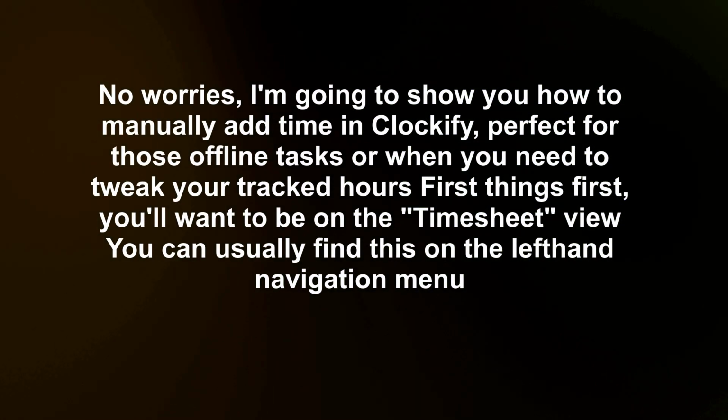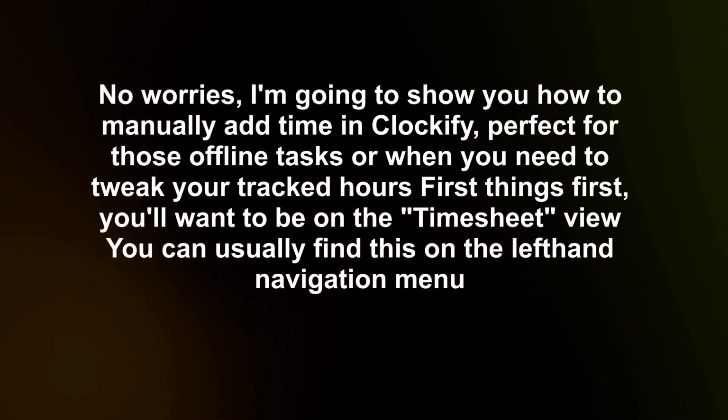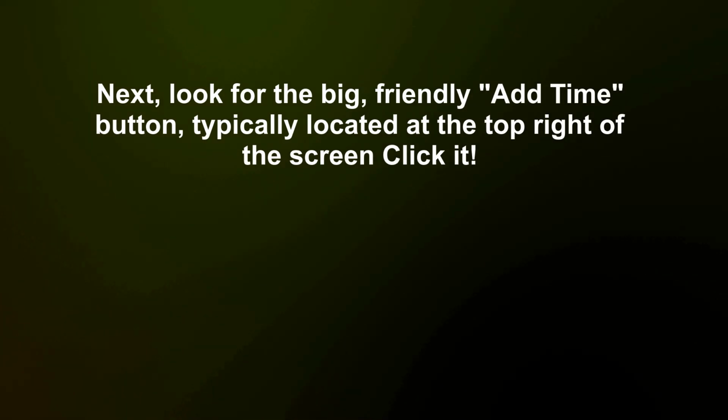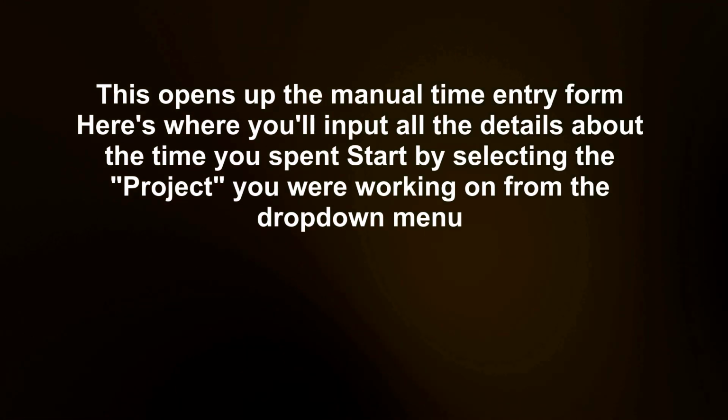First things first, you'll want to be on the Timesheet view. You can usually find this on the left-hand navigation menu. Next, look for the big, friendly Add Time button, typically located at the top right of the screen. Click it. This opens up the manual time entry form.